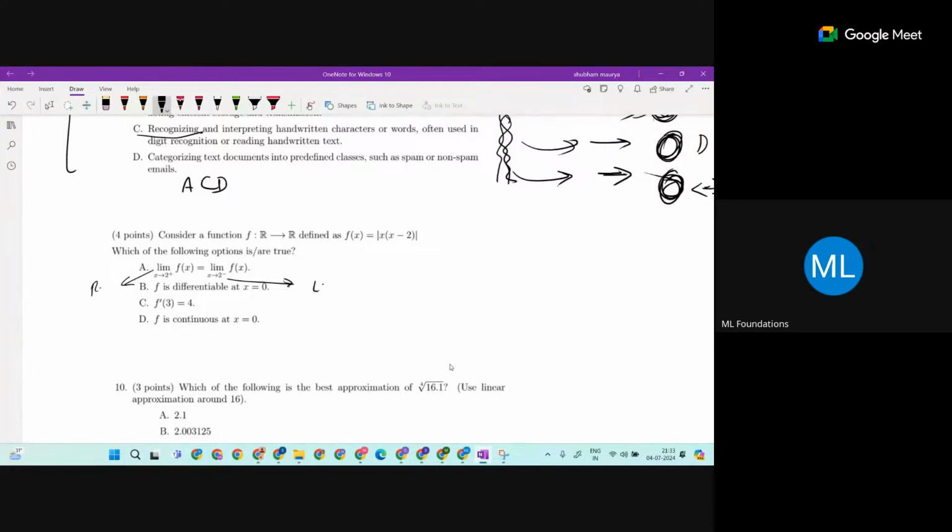So here we have the function f(x) = |x| times (x minus 2). If you write this function, it means it is defined for all real numbers, right? Mod is defined for all real numbers. This means that when x is less than 0, in that case, this is minus of (x minus 2).